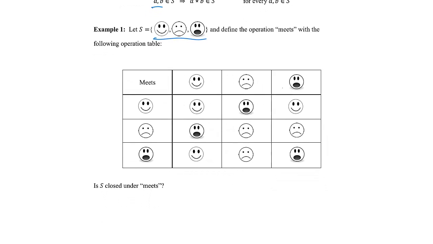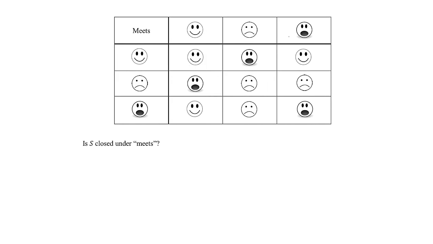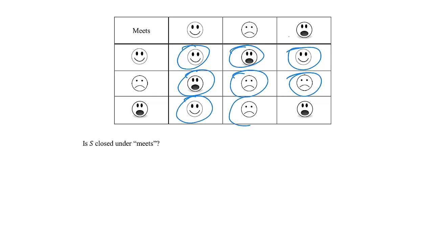So what we'd have to do to make sure that this set is closed is to check every single possibility. Check all of these possibilities. Looking within the table, did we ever go outside of our original set? Our original set was happy, unhappy, and surprised. Everything that I just circled is all within the original set. So this particular operation is closed under our set.